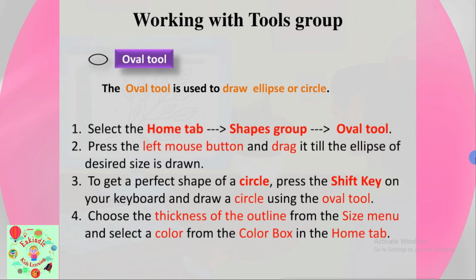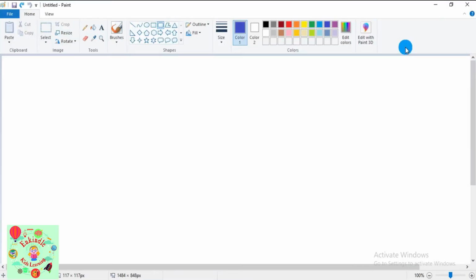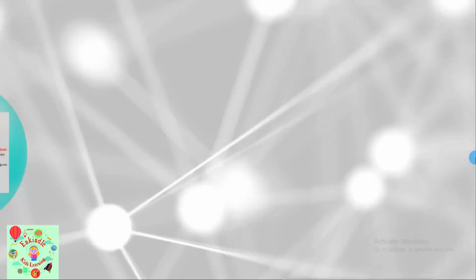Now let's see how to draw an oval and a circle using the oval tool. To draw an ellipse, you will have to again click on the Home tab. Under the Home tab, Shapes group. Under the Shapes group, you will find the oval tool. Click on that. You can change the desired color of the outline. I will select green color. Then press on the left mouse button and draw the ellipse of your desired shape. To draw a perfect shape of a circle, you will have to press on the Shift key.